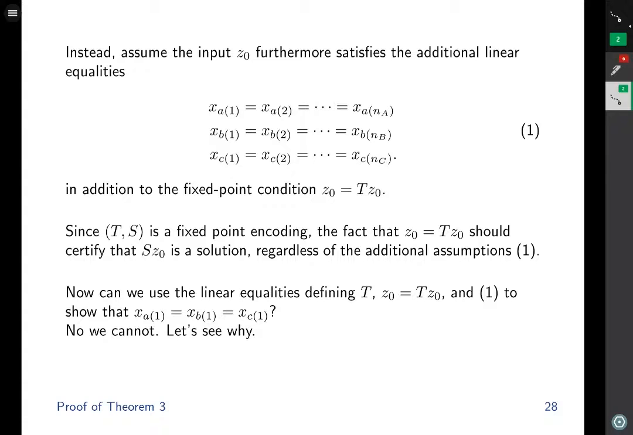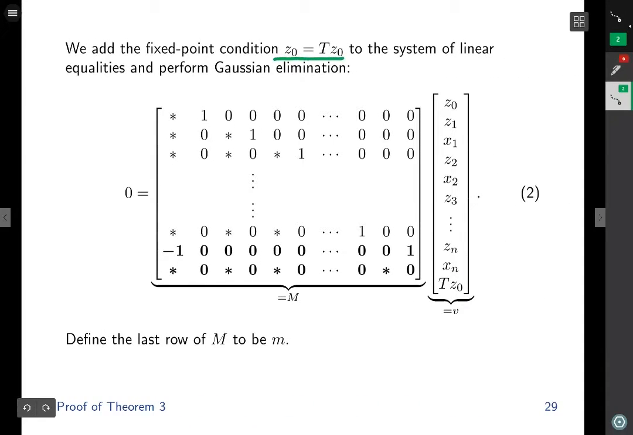Let's see why. We add the fixed point condition to the system of linear equalities. Note that -1 gets multiplied to z0, +1 gets multiplied to tz0. Next, we perform Gaussian elimination to eliminate this non-zero. Let's denote this matrix with capital M. Let's denote this variable vector with lowercase v. And let's denote this last row of the matrix capital M with lowercase m. Finally, let's call this linear equality equation number 2.